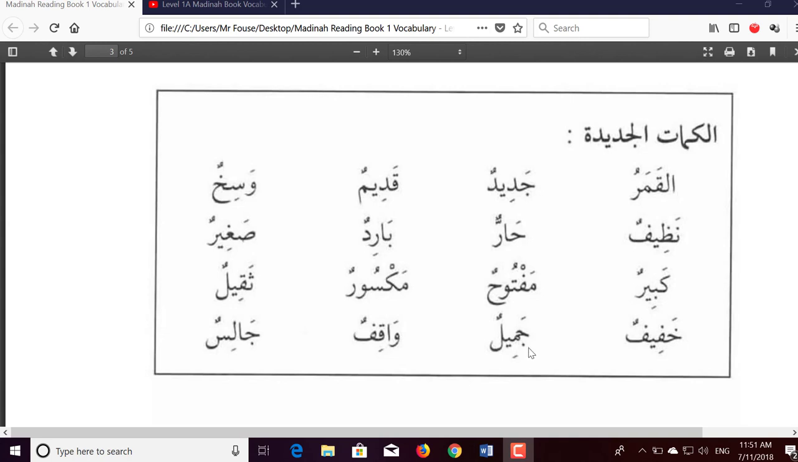Same construction here. We have a jim with a fatha, a mim with a kasra, elongated by the ya, and then the lam. Jamilun, jamilun. Okay, and then we're going to drop that final diacritical mark there. We're going to say jamil.